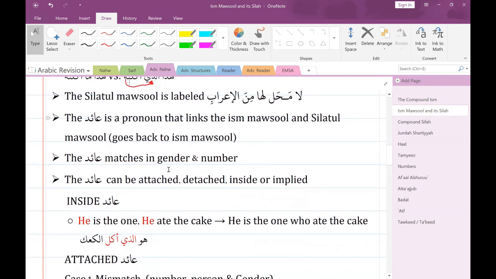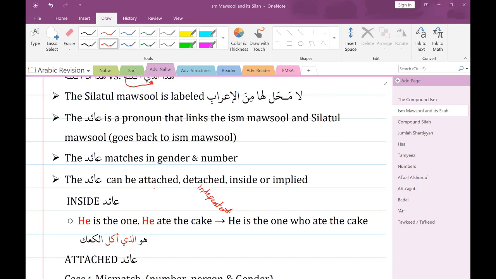And then the thing about the a'id also is that it can be attached. So it can be attached to the Silah al-Mawsool, or it can be detached from the Silah al-Mawsool. Basically, it can be like an independent pronoun. So detached, we mean independent pronoun. So you remember the notes back in the day. So attached, independent, or it can be an inside pronoun. We know what an inside pronoun is. So alladhi, for example, the inside pronoun is huwa. Or it can be an implied pronoun. And we're going to see what all these different things mean.